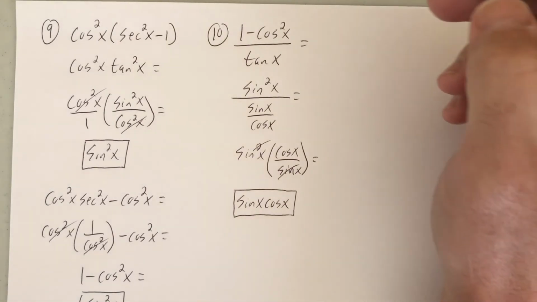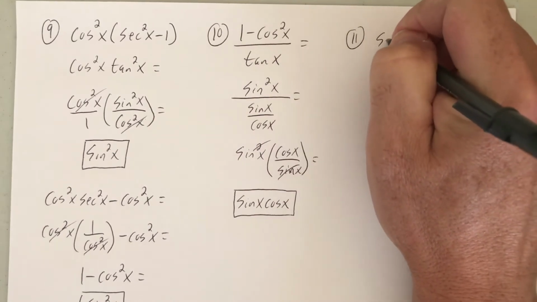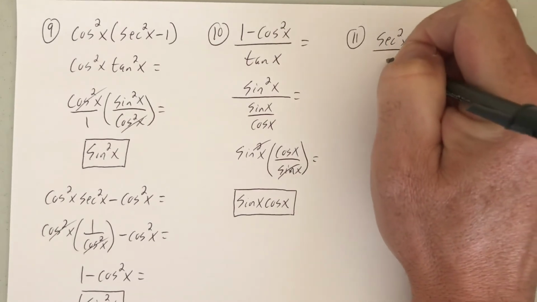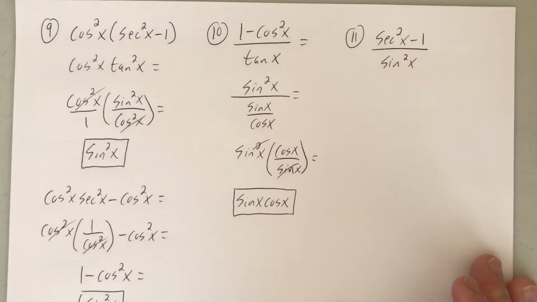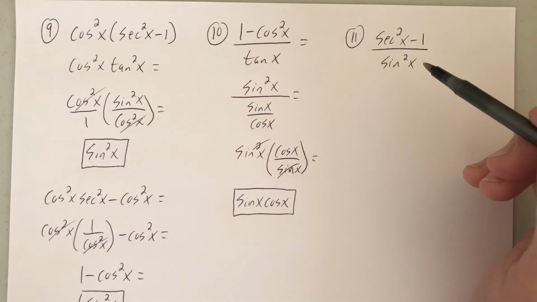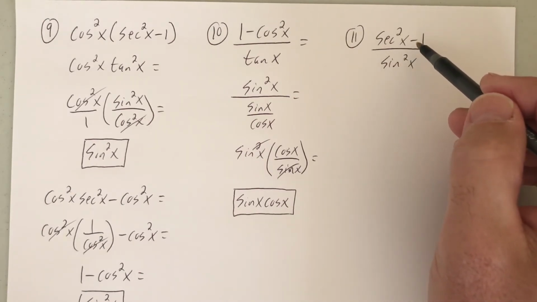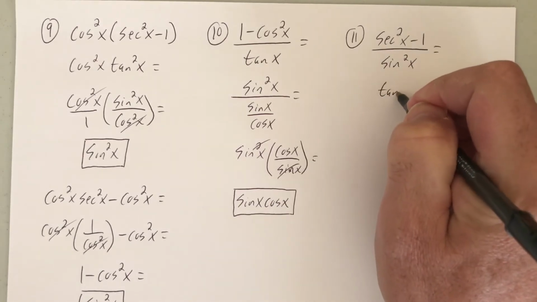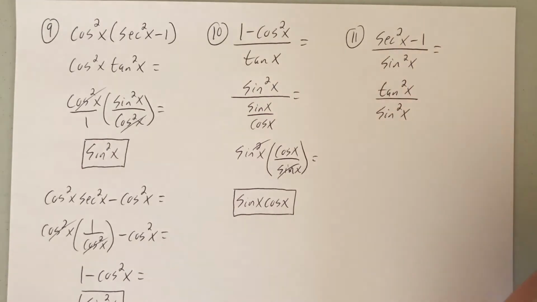All right, you can get one more in here. So look at number 11. We have secant squared x minus 1 over sine squared x. So again, I look at the secant squared x minus 1, I'm thinking Pythagorean identity. And if we look at the identities, secant squared x minus 1 is equal to tan squared x. So I'm going to replace that. So I get tan squared x over sine squared x.